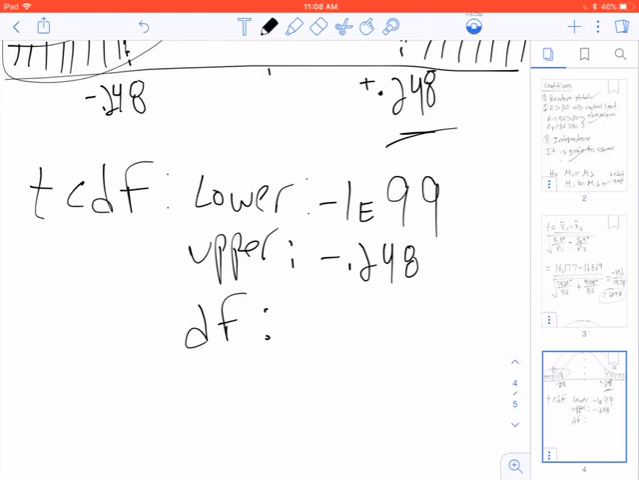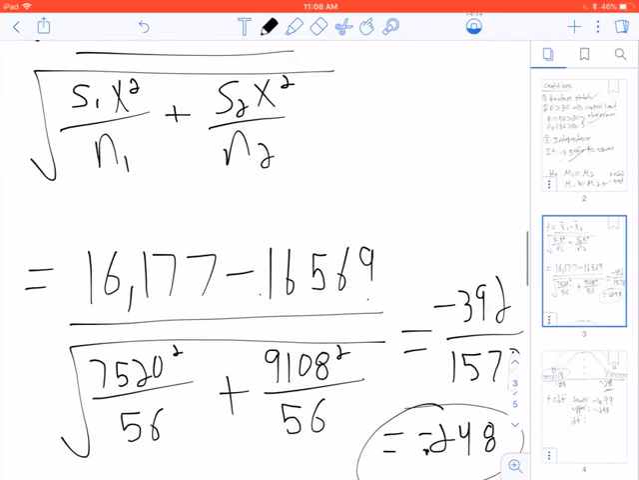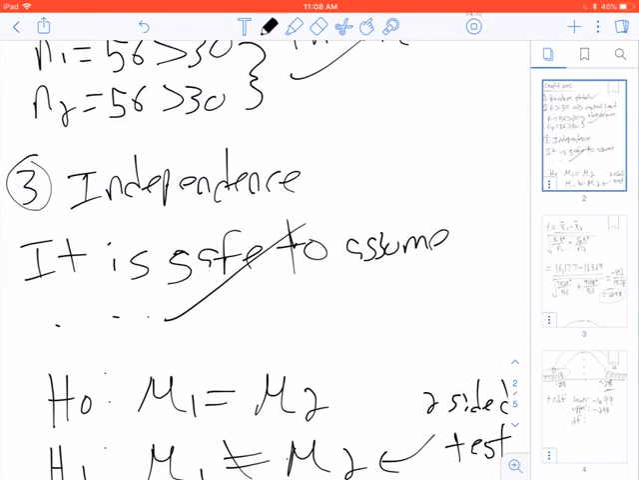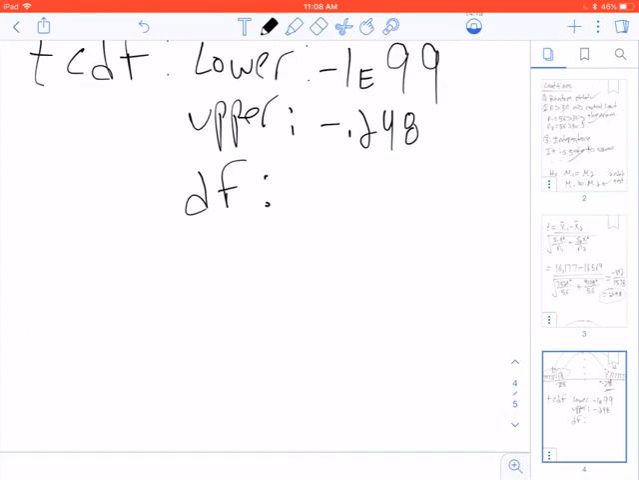Now the degrees of freedom, this is something that you need to know right now. The degrees of freedom when you do a two-sample t-test for population means is always going to be the smaller of either of the sample sizes minus 1. So in this case, both the sample sizes were the same. They're both 56. So 56 minus 1 is 55. So I'm going to use 55 degrees of freedom. However, sometimes you'll get questions where the sample sizes are different. You're going to pick the smaller sample size and subtract 1, and that's what you're going to use for the degrees of freedom.